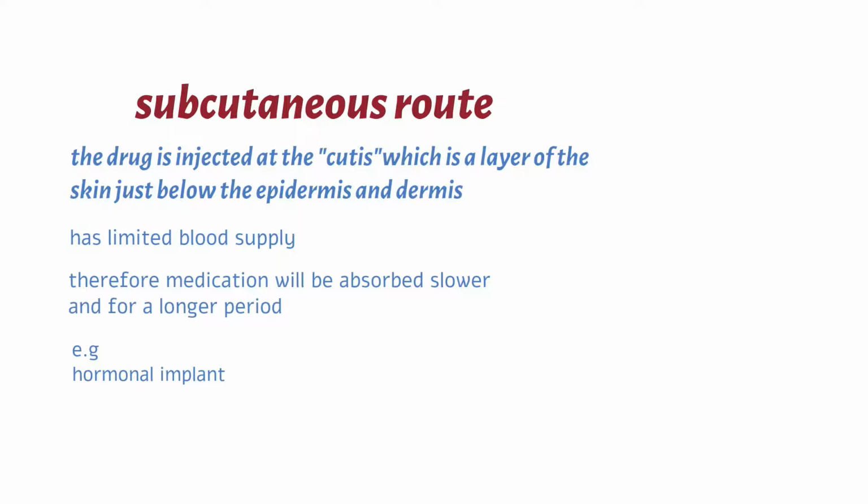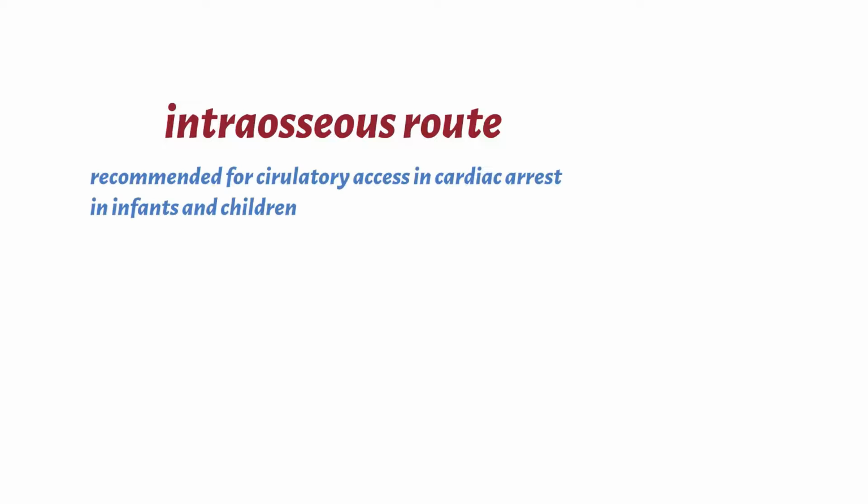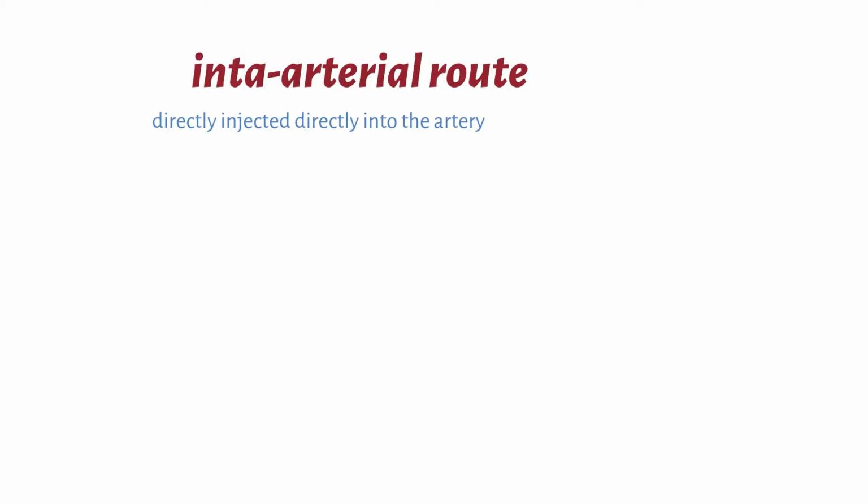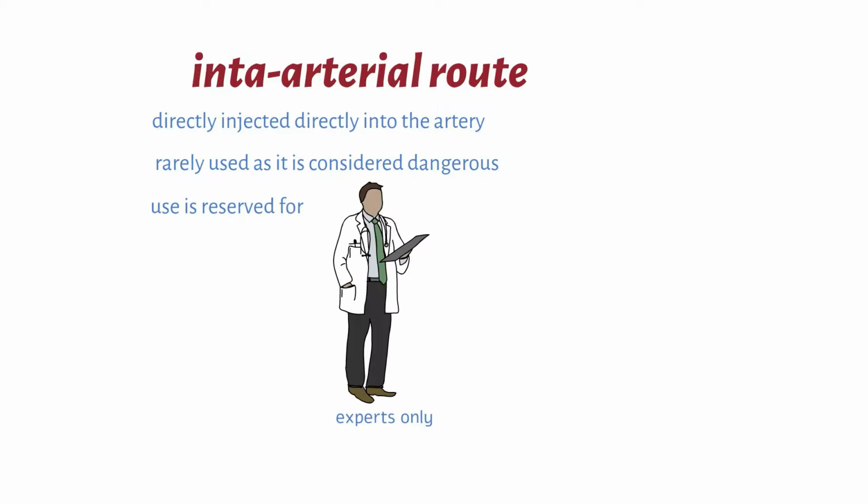We also have the intraosseous route, and this is only recommended for circulatory access in cardiac arrest in infants and children. It involves injecting directly into the bone marrow. The intraarterial route involves the drug being directly injected into the artery, and it's rarely used as it is considered dangerous. Its use is reserved for experts only.